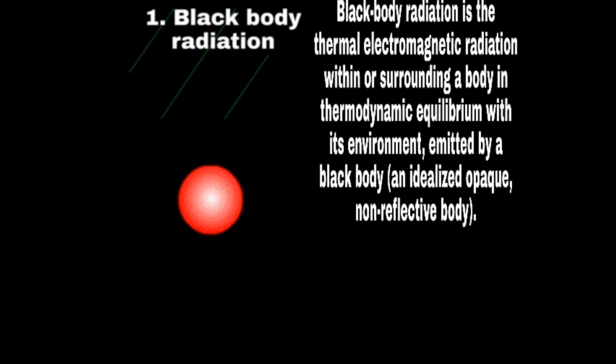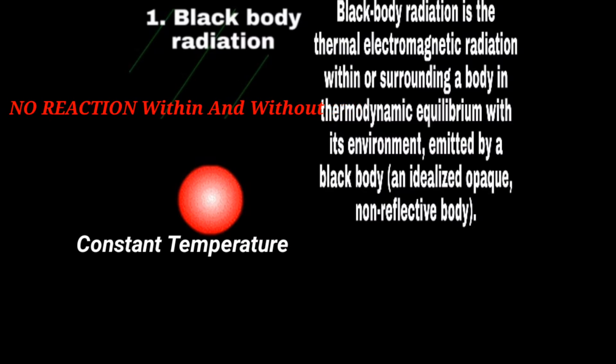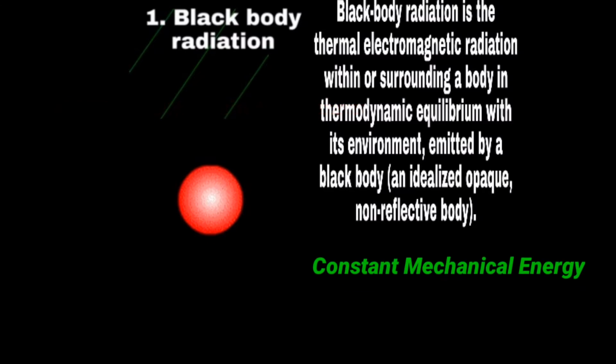Now, black body radiation is the thermal electromagnetic radiation that is usually around a body that is in thermodynamic equilibrium with its environment. If we want to talk about what thermodynamic equilibrium is, it's going to be a long thing, but for us to just understand, a body is said to be in thermodynamic equilibrium with its environment if it maintains the same temperature, the same chemical composition, and also the same mechanical energy or pressure during that specified time.